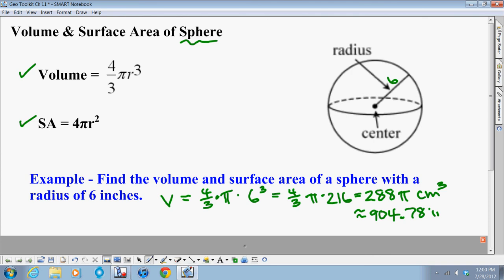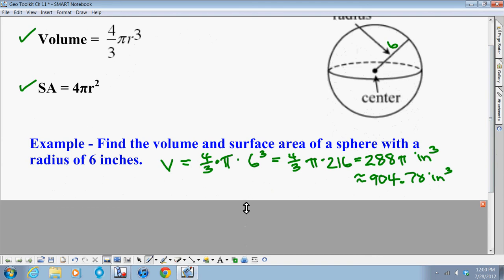And I'm sorry, it's actually inches. So it should be inches here. My bad on that up here. I'm going to go ahead and erase this here. We were talking about inches earlier in the problem, so actually that should be inches cubed. All right, so that's how you find the volume.